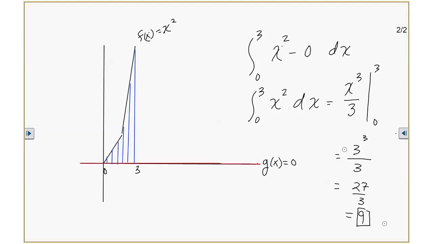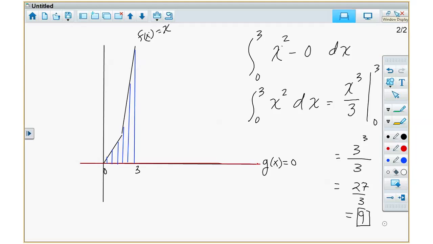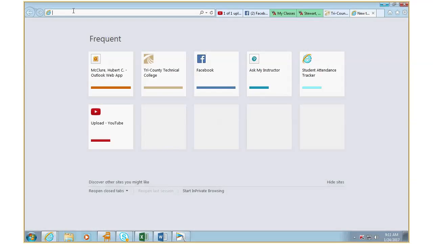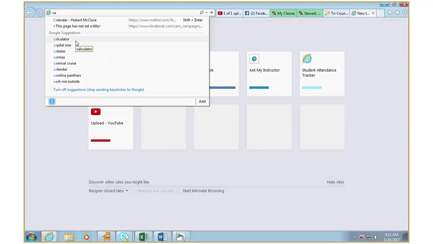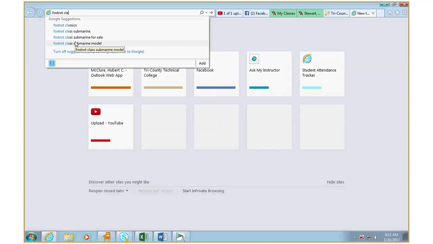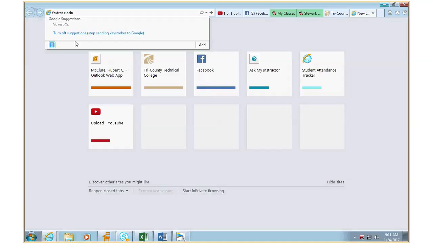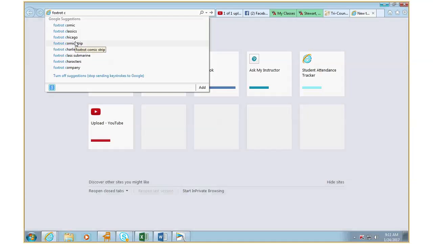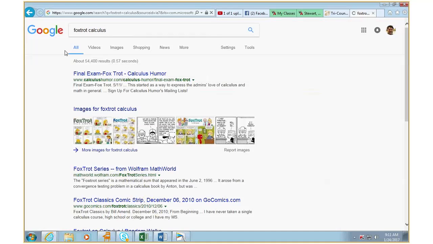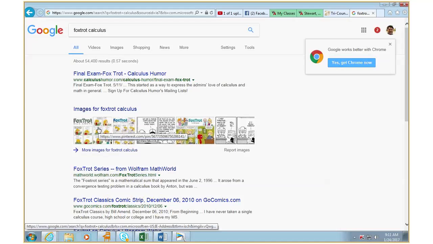I always pull up the Foxtrot in Calc 1. I always pull it up, and I'll pull it up in this one. Oh no. Foxtrot. Calculus. That's spelled right. I think it's this one.